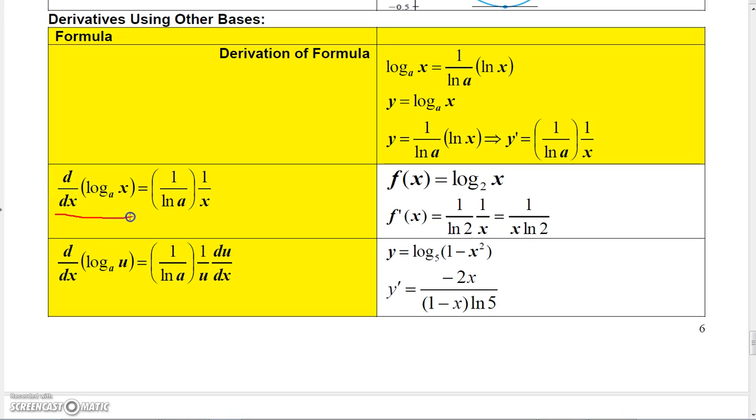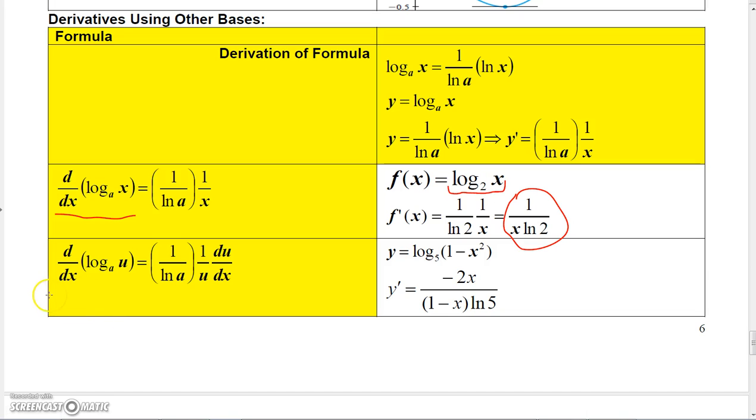Well, the derivative of log of x with another base is actually 1 over natural log of that base times 1 over x. So if I wanted the derivative of log of x base 2, I would just have 1 over natural log of 2 times 1 over x, which is 1 over x natural log of 2.